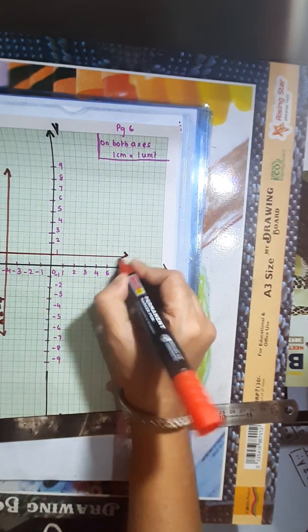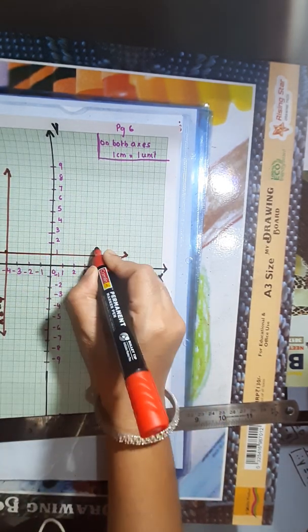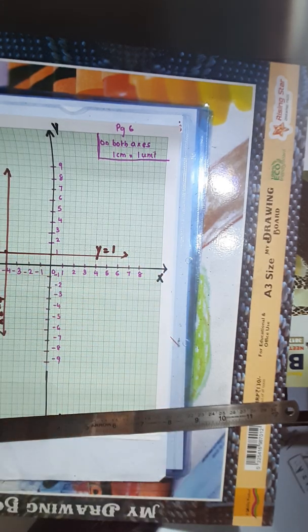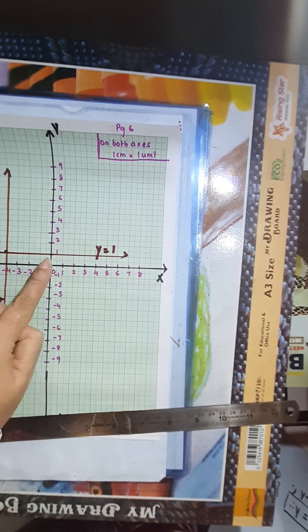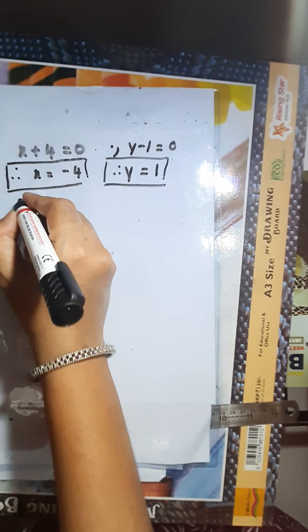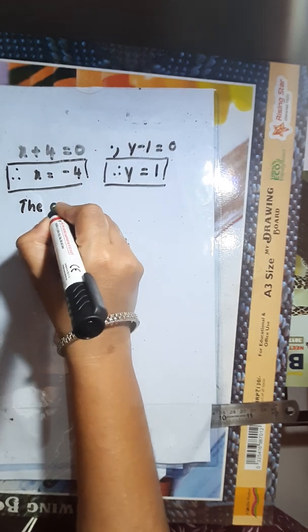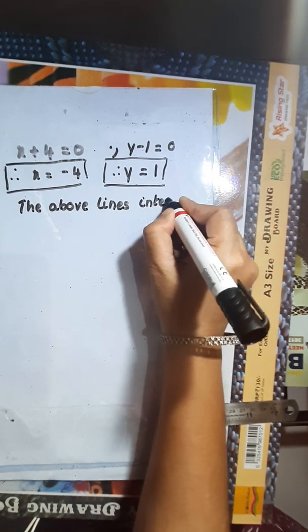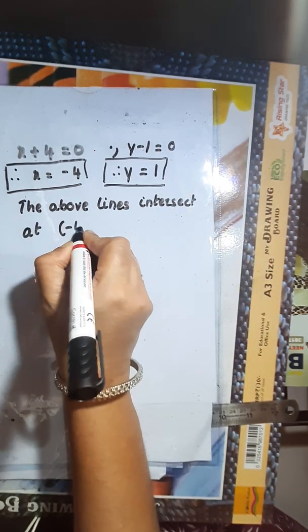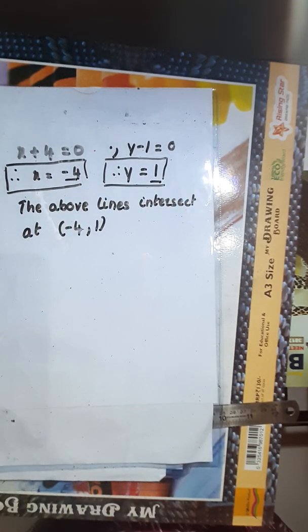Okay. Now, where do these two meet? They meet at this point. This is y is equal to 1. They meet at point M. So we will write they intersect at (-4, 1). So we will write the above lines intersect at (-4, 1). If you look carefully, can you see this? (-4, 1). So x is minus 4 and y is equal to 1.